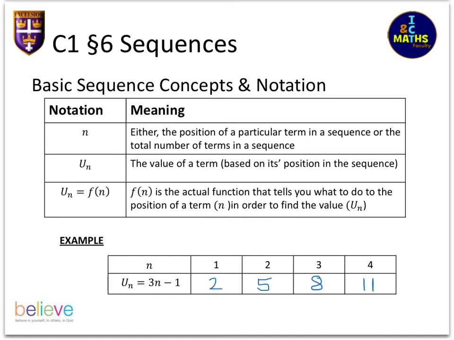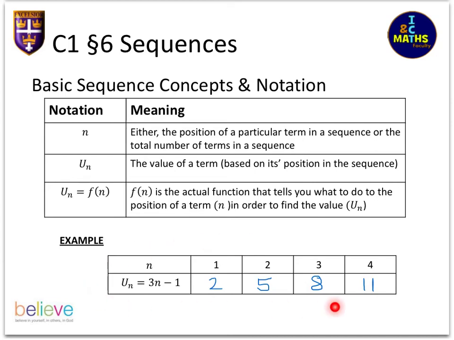Okay, here it is. So the first term, u1, is where n is equal to 1. u1 is 3 times 1, take away 1, is 2. u2, so the second term when n is 2, is going to be 3 times 2, take away 1, is 5. And the third term, u3, is 3 times 3, take away 1, is 8. And the very last one that I've written here, u4, so the fourth term, is 3 times 4, then take away 1. And you get 11.